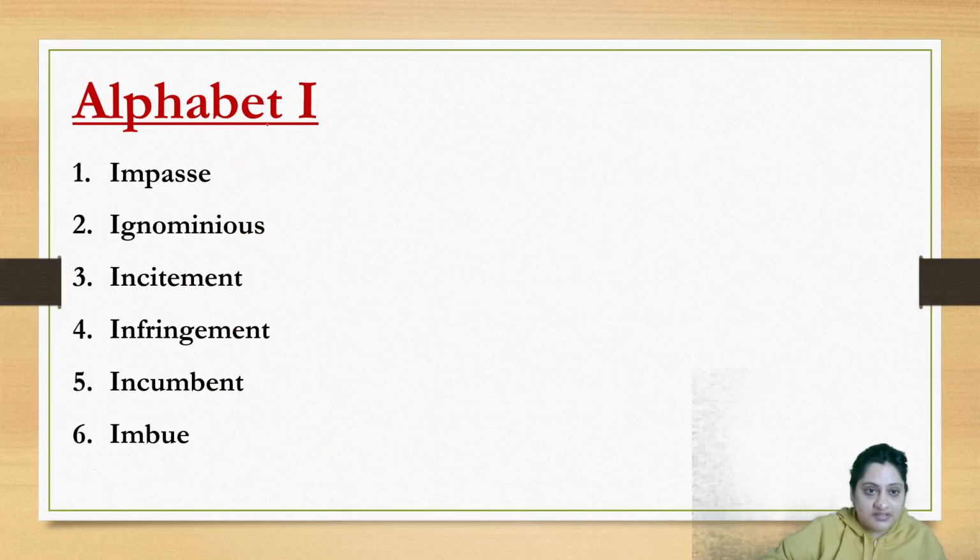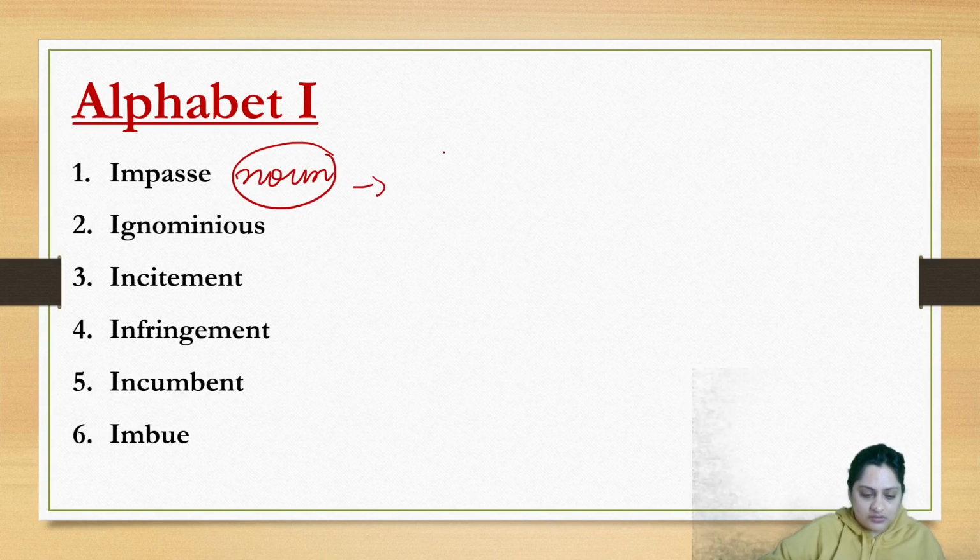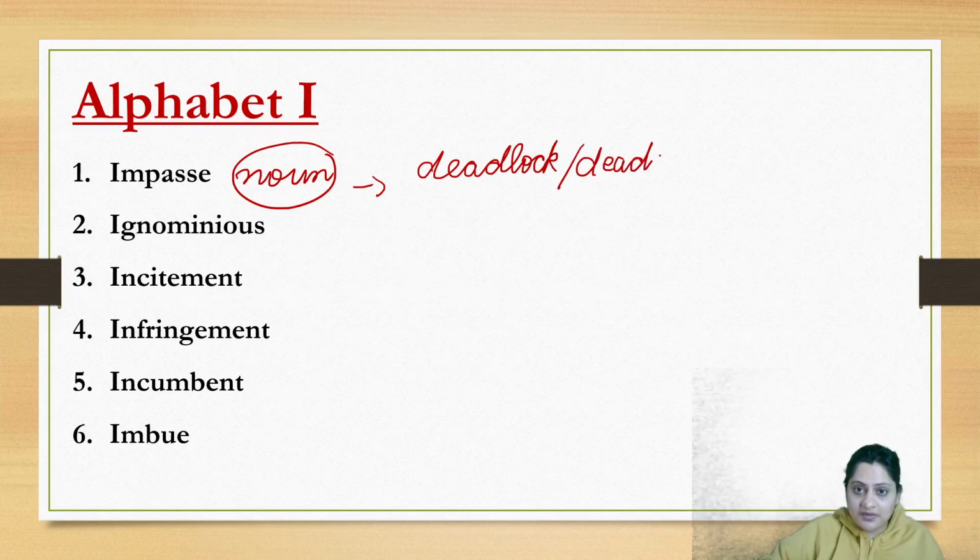Next, coming to alphabet I. Impasse, a very common word first, which is a deadlock situation. Guys, you can't pass, you can't move forward. A difficult situation in which no progress can be made. We can say deadlock, and we can also call it a dead end situation, where there is no further progress that can be made.